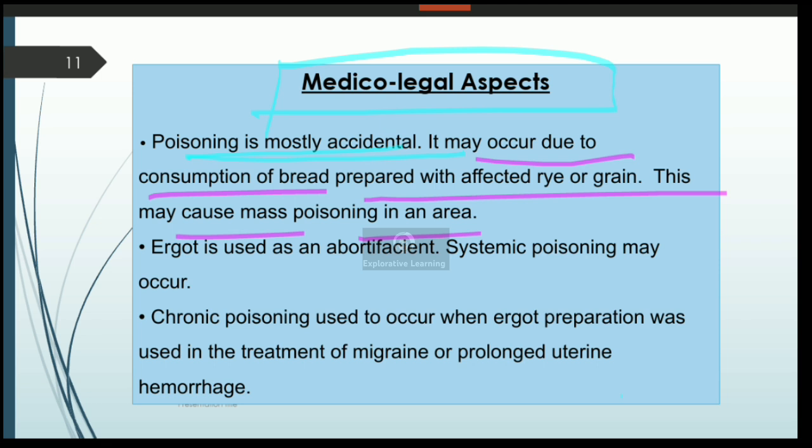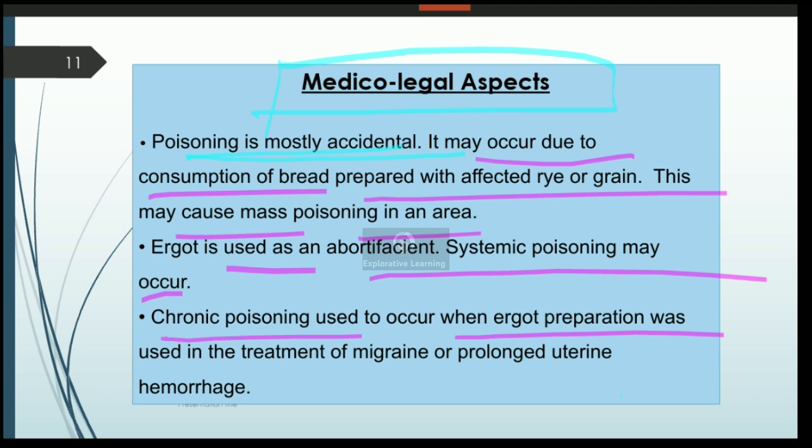Then it is also used as an abortifacient, and it can be used to cause poison, to cause death of a person. Chronic poisoning used to occur. It is also used for treatment of migraine in patients along with uterine hemorrhage.